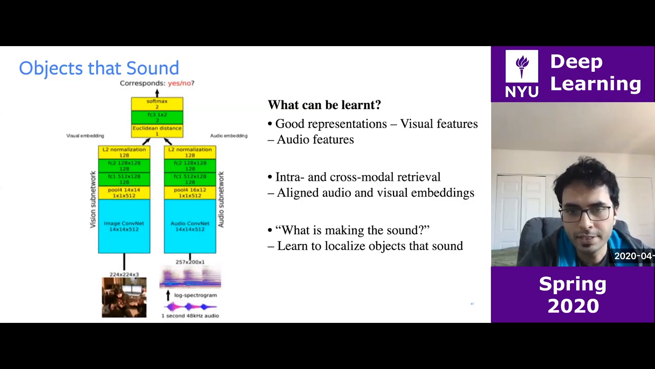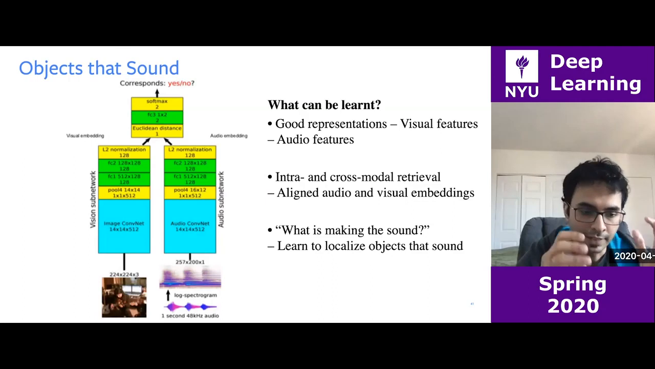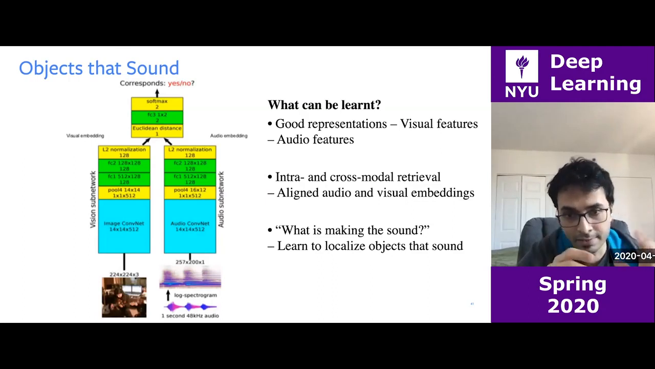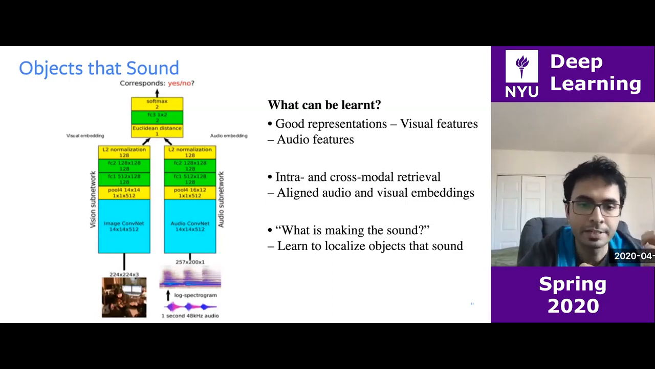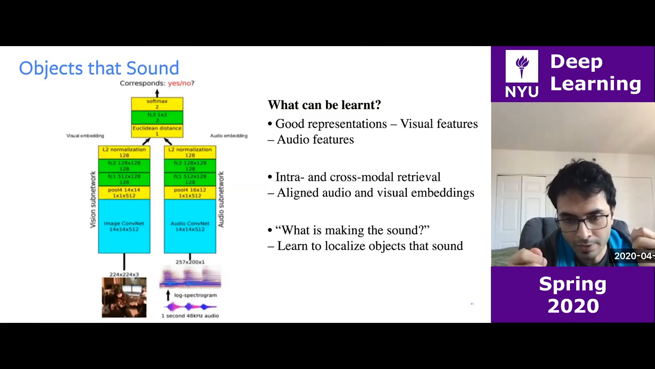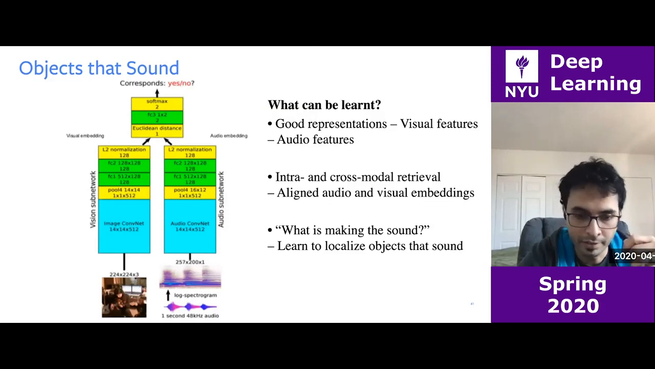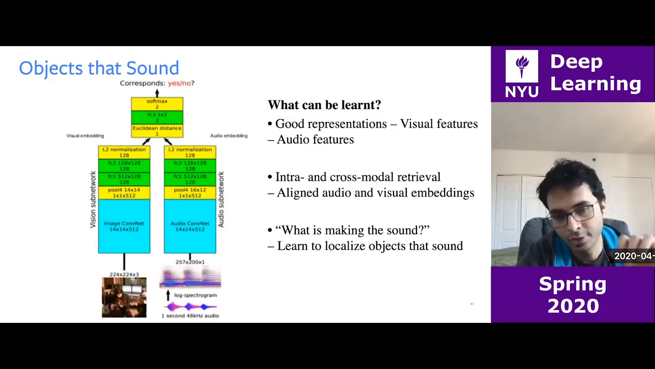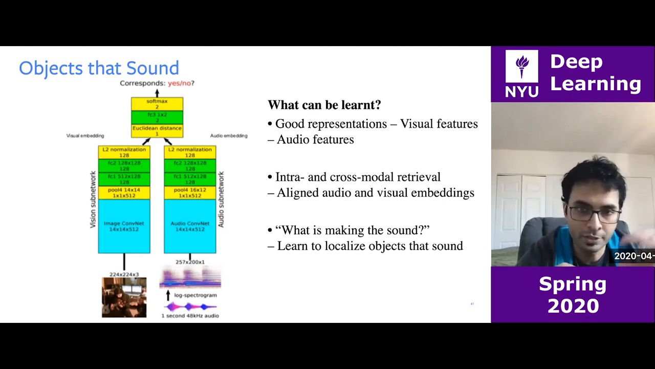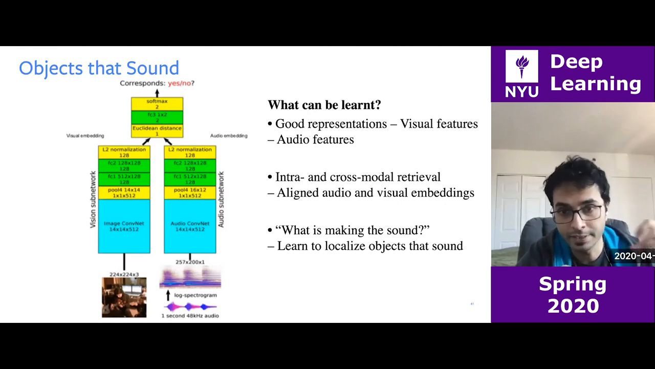What it shows is that you can actually do a bunch of nice things when you train networks this way. So you can answer the question, what is making a sound? Because to predict whether this sound is coming from this video, the network needs to identify what in the video might be making the sound. So if it's the sound of a guitar, it needs to understand what a guitar roughly looks like. Or if it's a drum, it needs to roughly identify what a drum is.